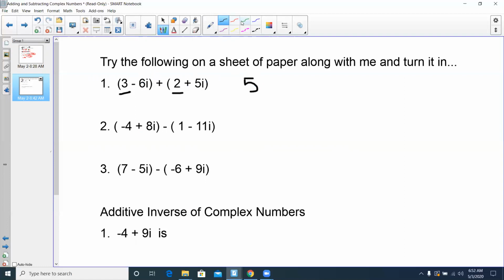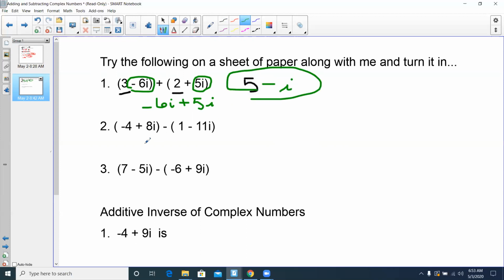Minus 6i, I use a different color. Minus 6i plus 5i, right? So minus 6i plus 5i is negative i. So minus i or minus 1i. You could ignore the 1 out in front. So there's that guy. Okay, number 2, negative 4 minus 1. Well, negative 4 minus 1 is negative 5.